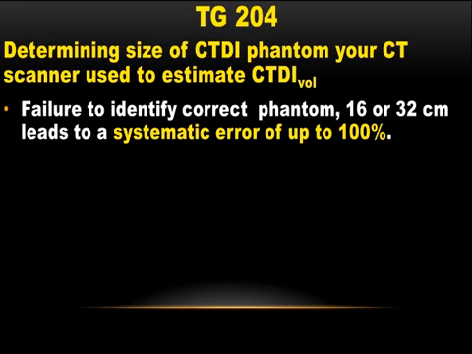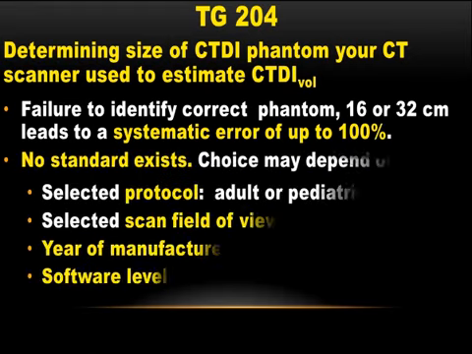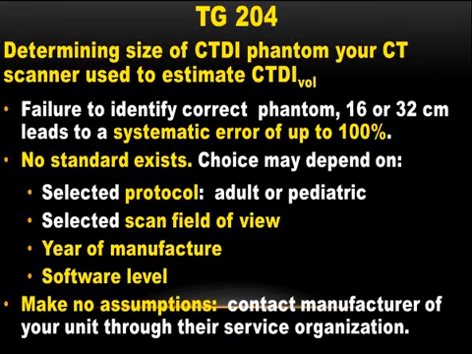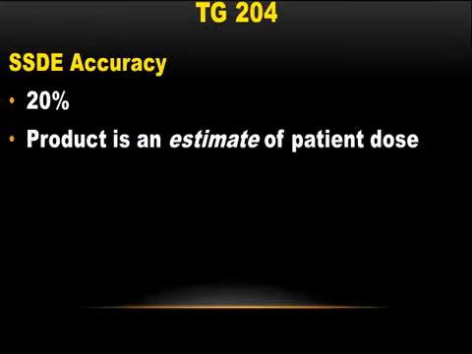You need to know which phantom the CT manufacturer used to calculate and display the CTDIvol. If you pick the wrong one, you've got a systematic error of 100%. Unfortunately, there's no standard out there for the manufacturers, and so we strongly encourage you to make no assumptions. Talk to the manufacturer of your scanner to find out whether they use the 32 or the 16 centimeter phantom to represent CTDIvol for body scans.